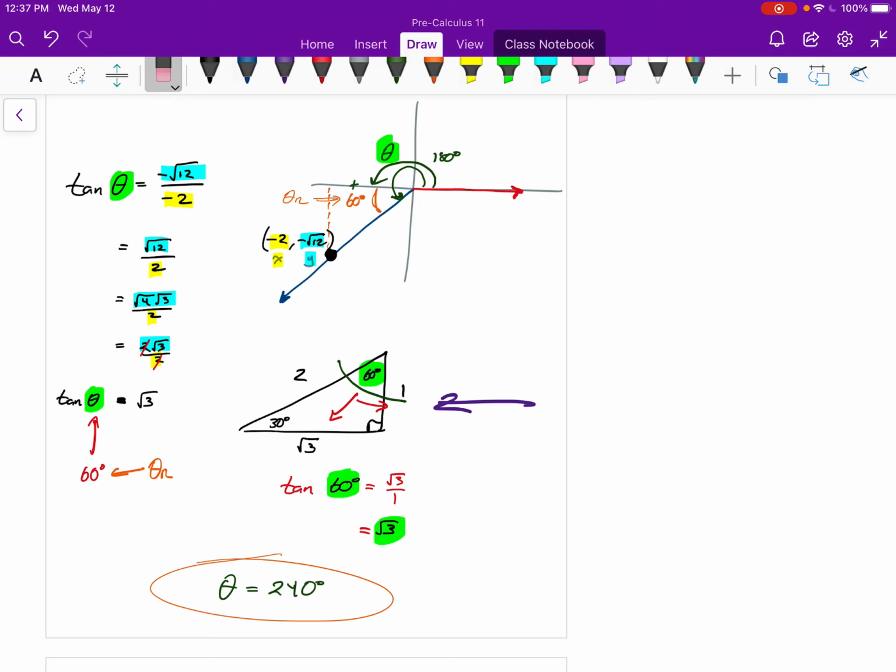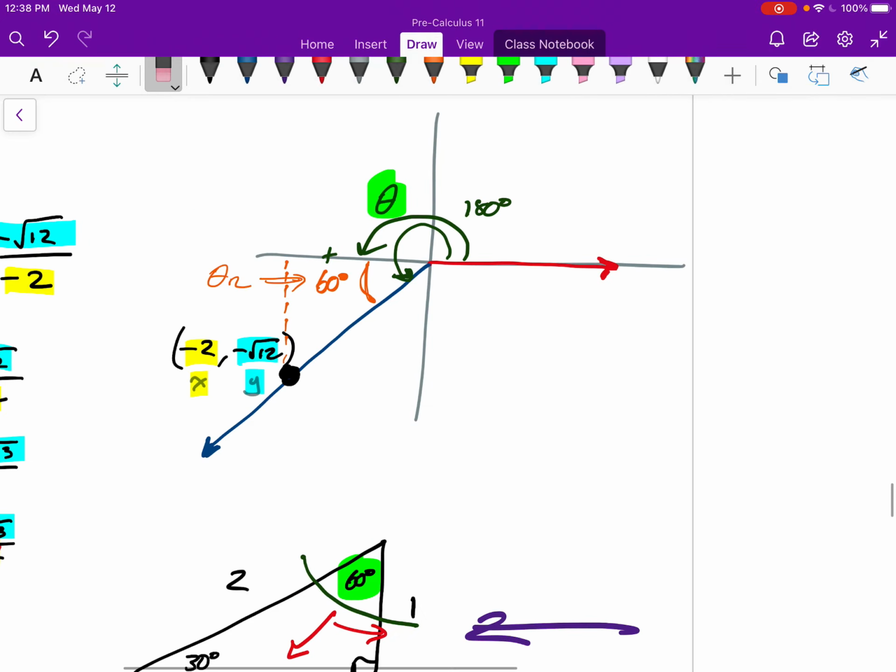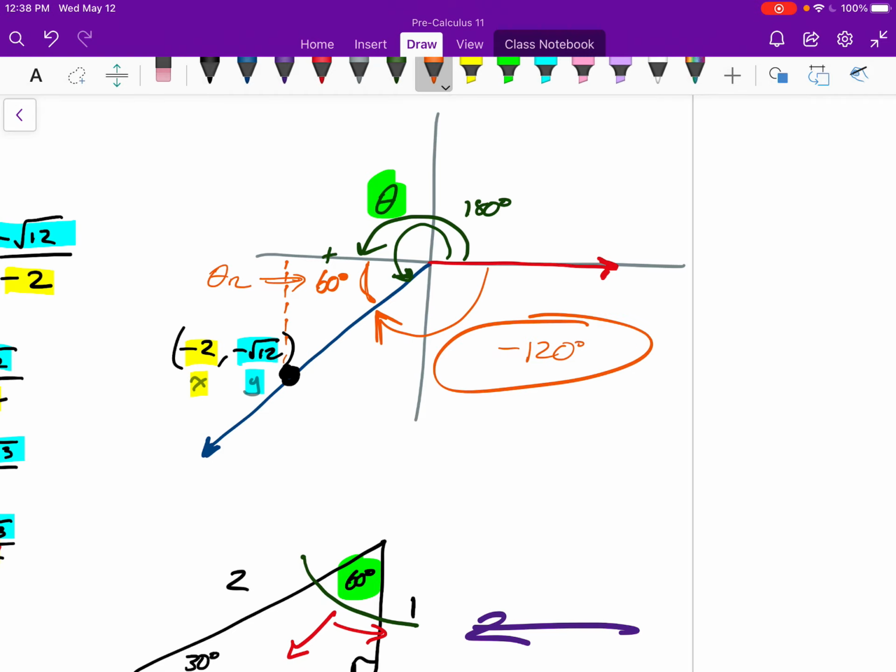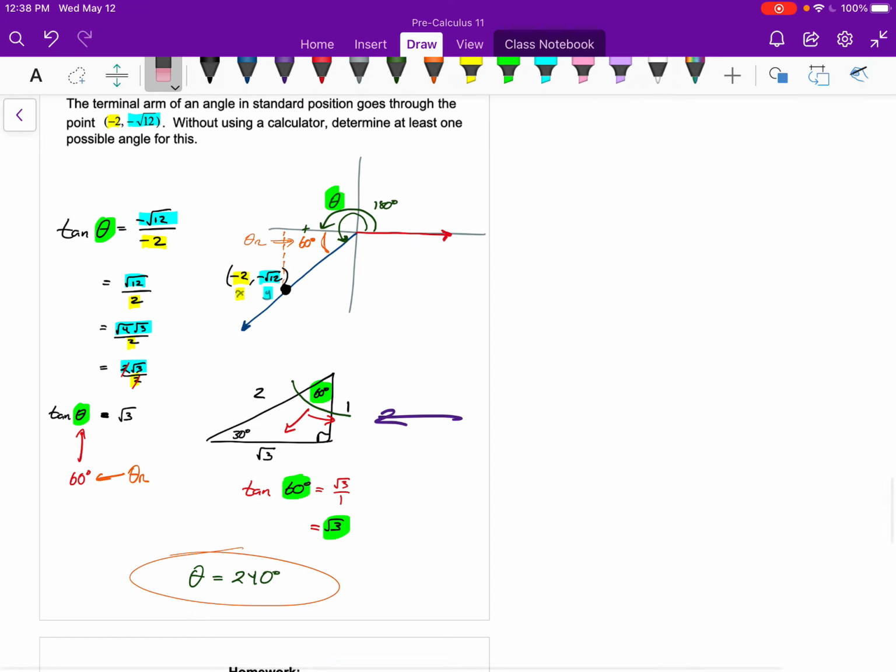Another quick answer I could come up with, besides 240, if I look at this angle going from here to here, that must be negative 120 degrees. And so again, that is a second of many other possibilities. But I'll stick with just my 240.